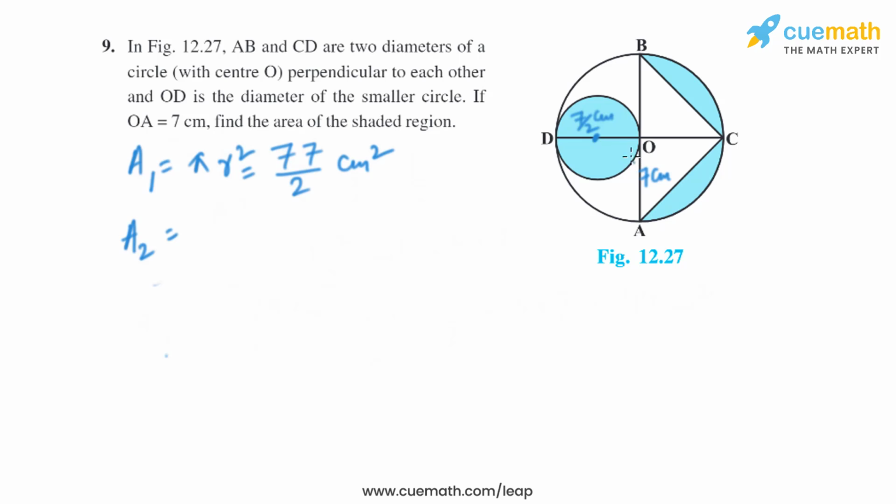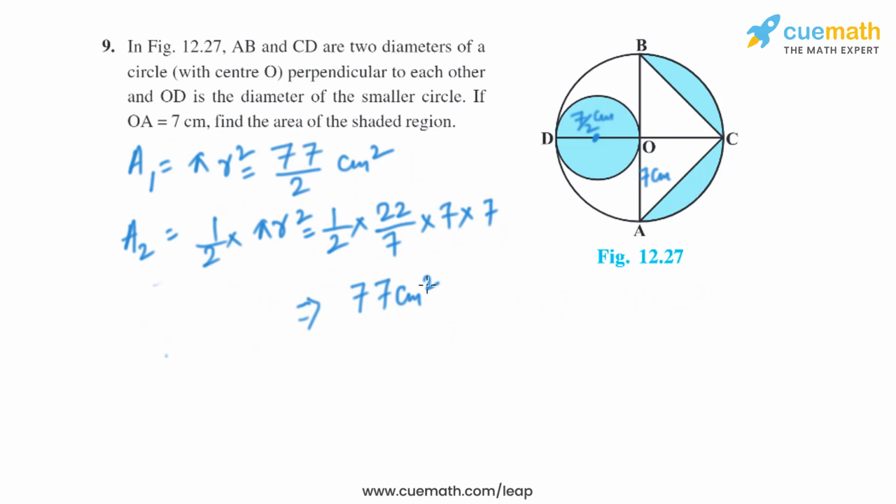Now let's find the area of the semicircle with diameter 14 centimeter or radius 7 centimeter. So it will be 1 by 2 multiplied by pi r square, or we can say 1 by 2 multiplied by 22 by 7 and multiplied by 7 into 7. On solving this, we'll get the area of the semicircle as 77 square centimeter. Now we have the area of the semicircle.